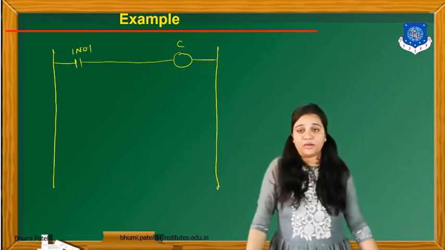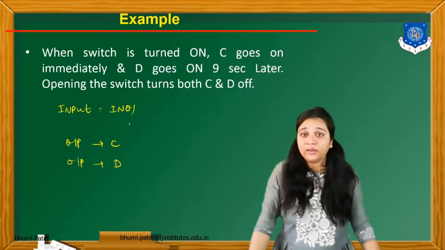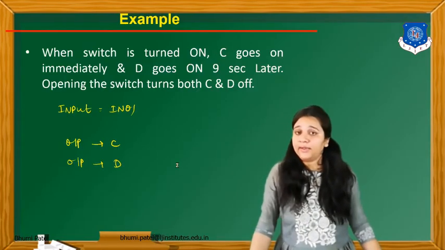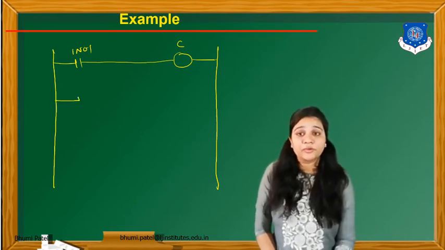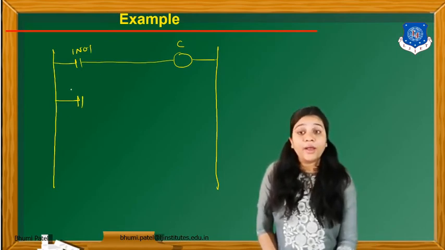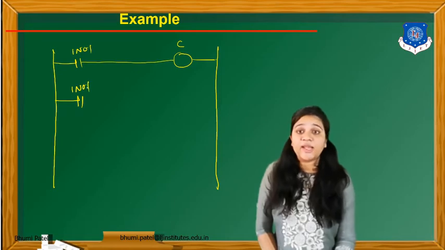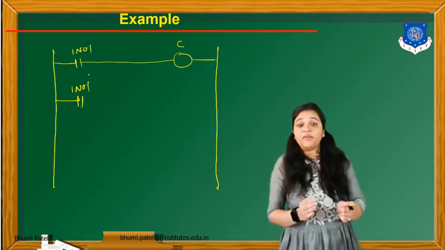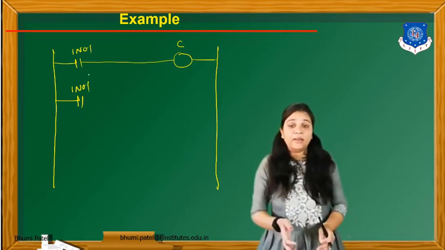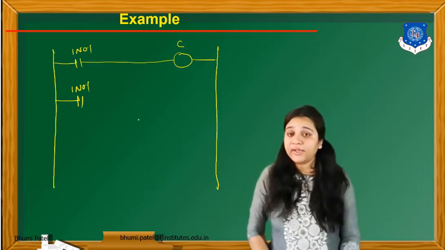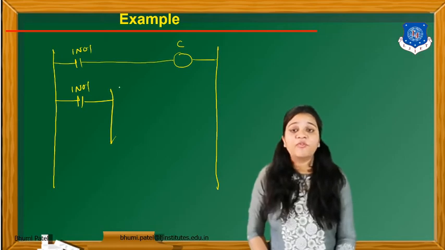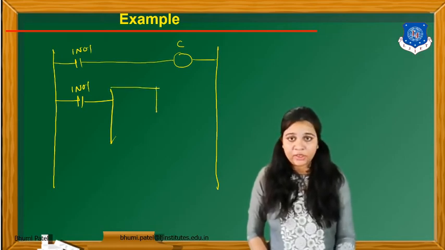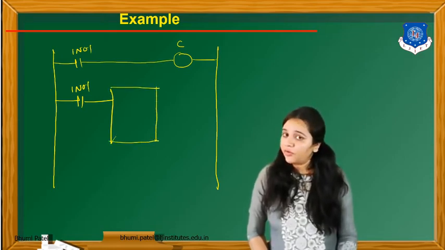Okay, after that, what is the condition for D? D goes on 9 seconds later, so for that we have to use the timer. The name of the input is the same for C and D: C will be on immediately and D will be on after 9 seconds. So we take the same input name for the outputs C and D, which is IN01.